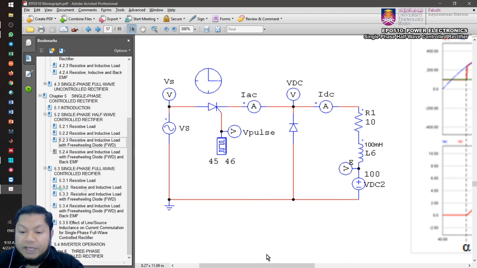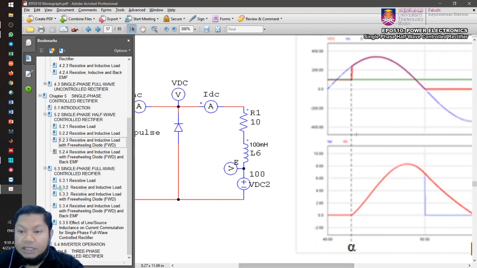So you must wait until the supply voltage goes beyond the back EMF. This is the back EMF, I call it E. So you must wait for the supply voltage to increase just above E. Then you can start to trigger the thyristors. If you trigger the thyristor below that, then you won't see any current flow. The diode will not be turned on, right?